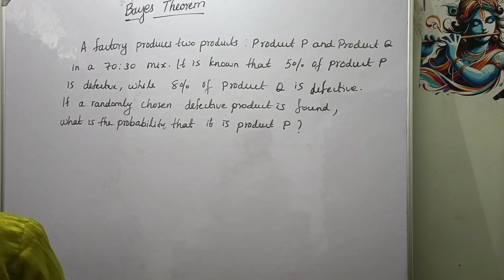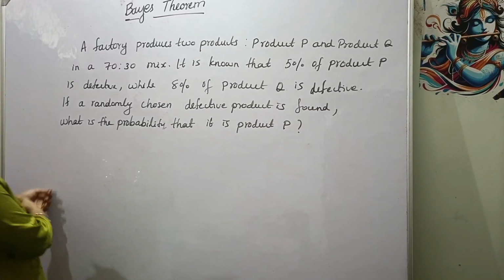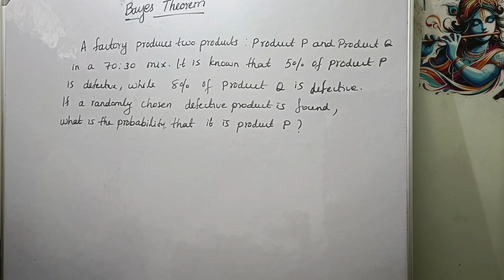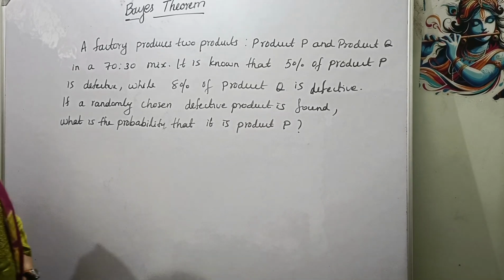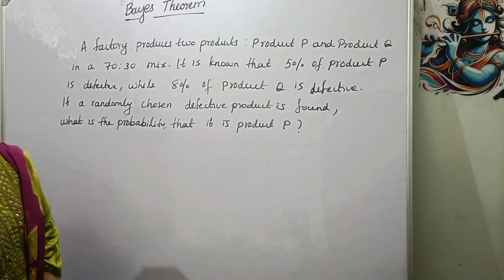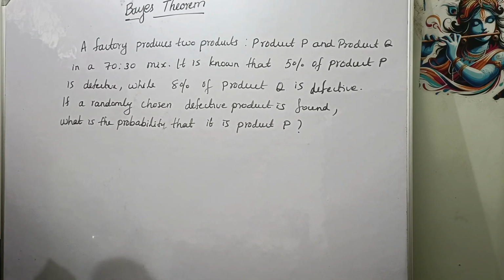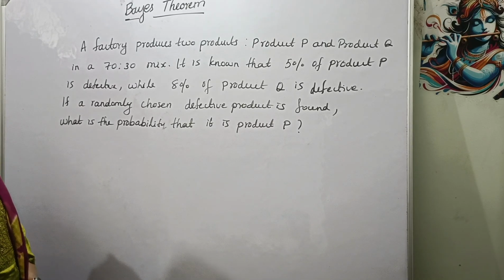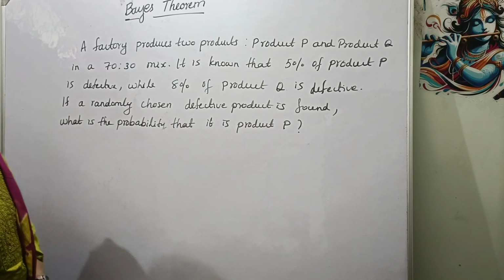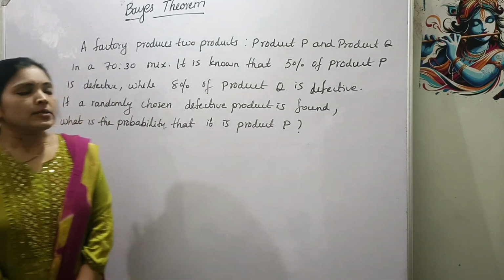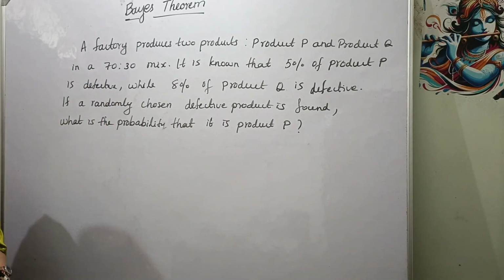Look at this example. A factory produces two products, product P and product Q, in a 70:30 mix. It is known that 5% of product P is defective while 8% of product Q is defective. If a randomly chosen defective product is found, what is the probability that it is product P? See here what is given. A factory produces two products, product P and product Q.